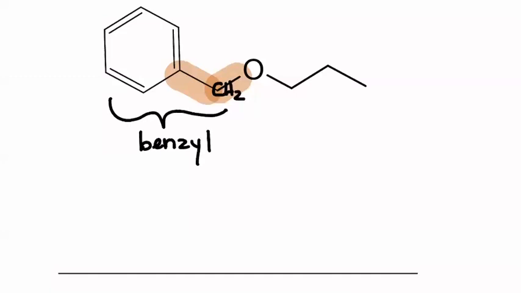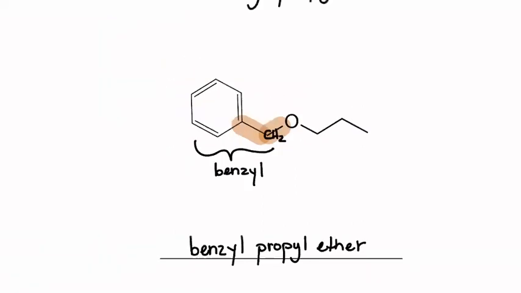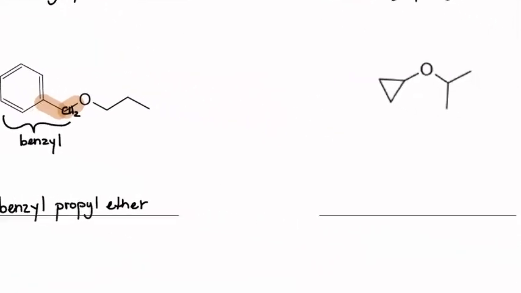Great. This is benzyl propyl ether. Okay. One more example of substituents.